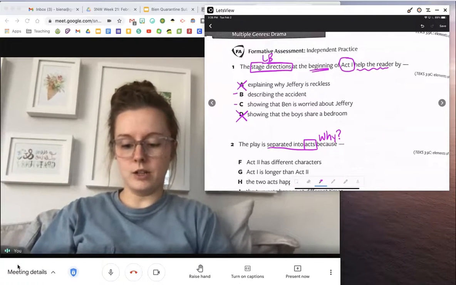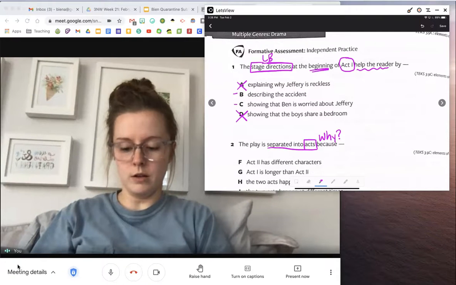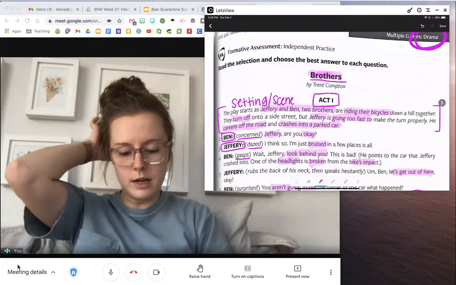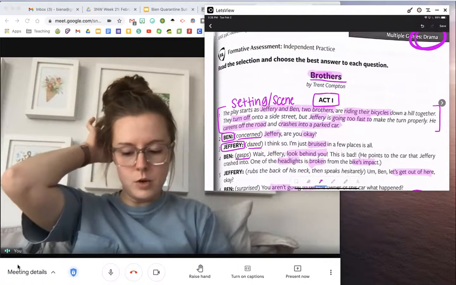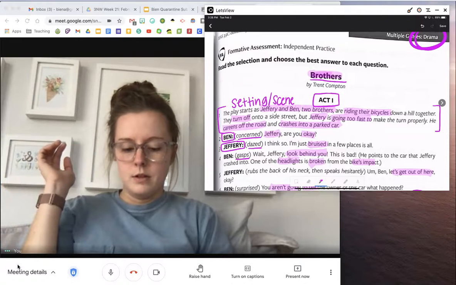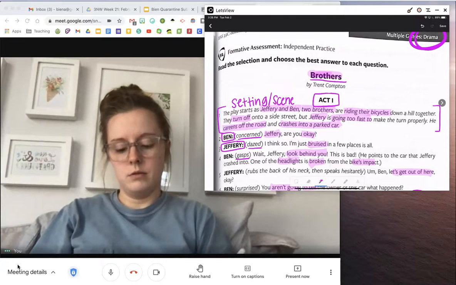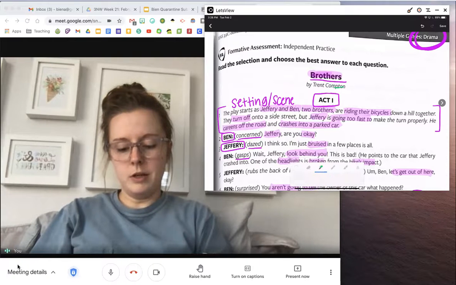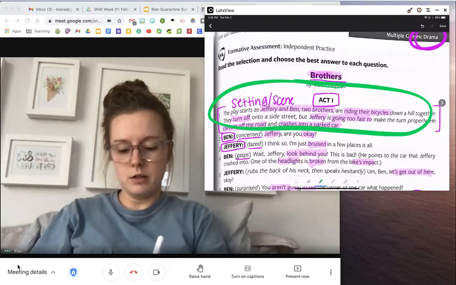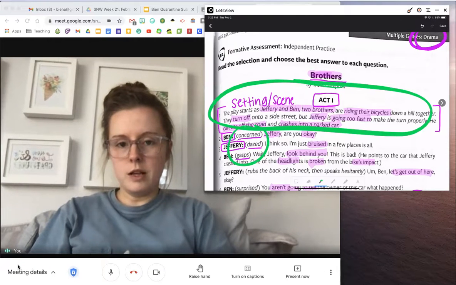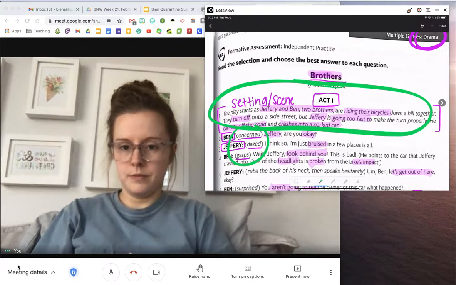So I want the stage directions at the beginning of Act 1. So let's go back and look one more time. Okay, so I think it depends on if they're talking about this part or these. So I want you to think about the difference between those. Okay?